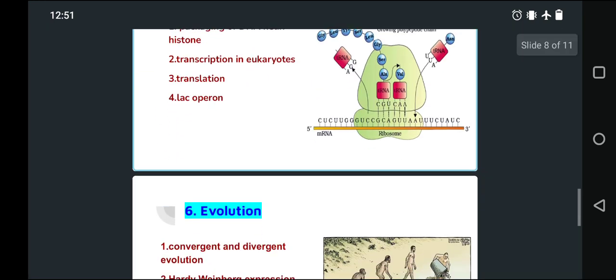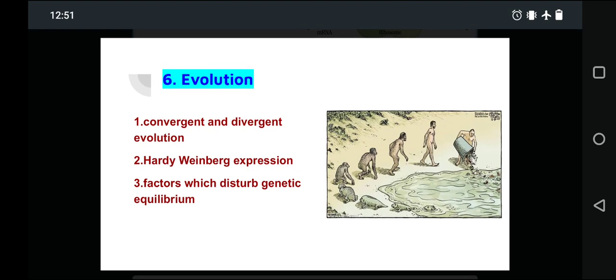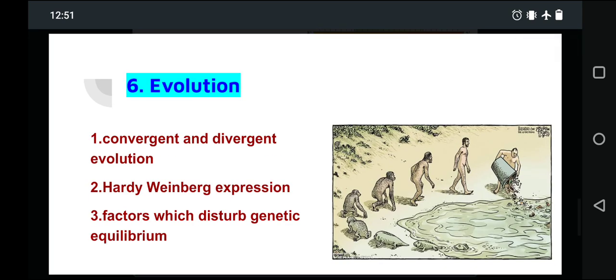Okay, and the last chapter from this unit is Evolution. In evolution you can see that it is a very important lesson. You have already studied all the things, but still you have to revise all the lesson. You can focus on topics like convergent and divergent evolution, Hardy-Weinberg expressions, and the factors which disturb the genetic equilibrium. These are some important topics involved in evolution.